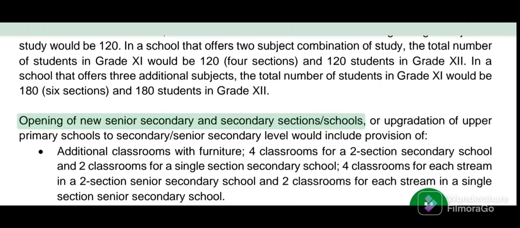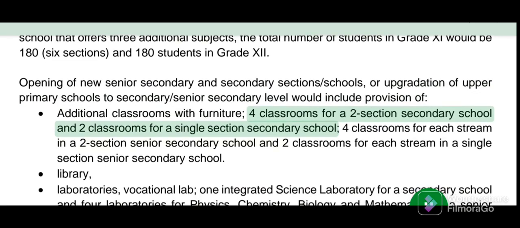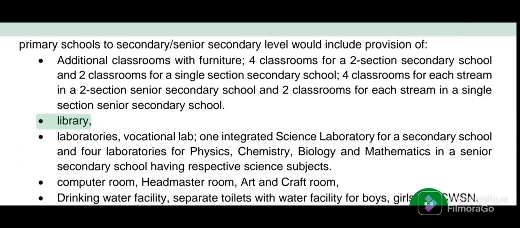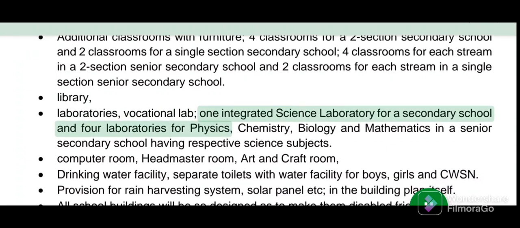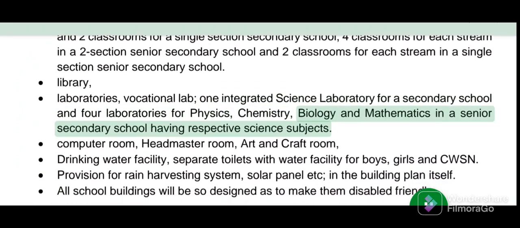Opening of new senior secondary and secondary schools, or upgradation of upper primary schools to secondary or senior secondary level, would include provision of additional classrooms with furniture: 4 classrooms for a 2-section secondary school and 2 classrooms for a single-section secondary school; 4 classrooms for each stream in a 2-section senior secondary school and 2 classrooms for each stream in a single-section senior secondary school. Library, laboratories, vocational lab: 1 integrated science laboratory for a secondary school and 4 laboratories for physics, chemistry, biology and mathematics in a senior secondary school having the respective science subjects.